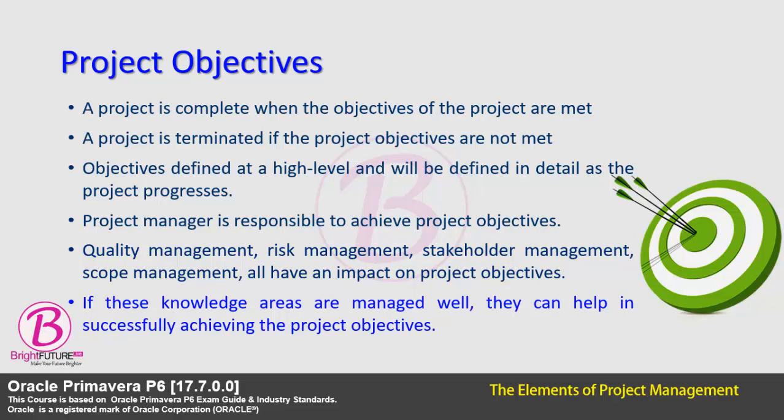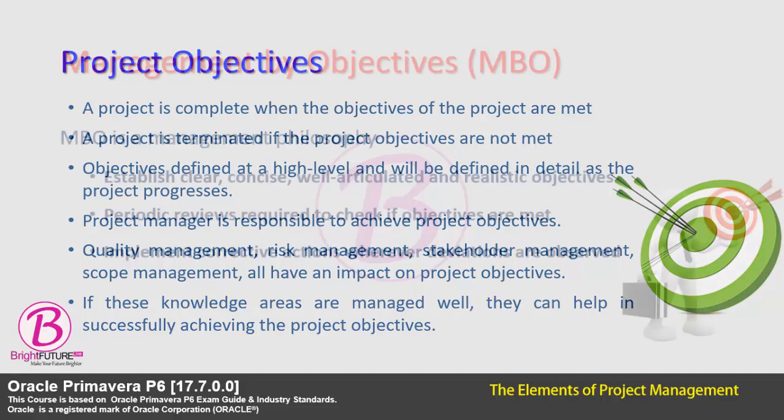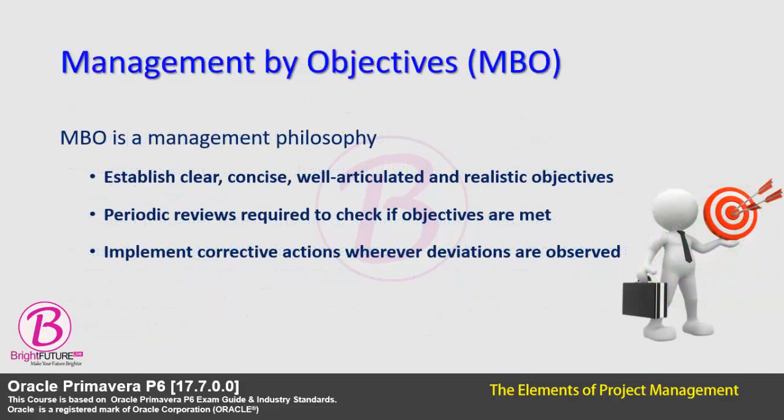Management by objectives, MBO. MBO is a management philosophy with 3 steps. Establish clear, concise, well-articulated, and realistic objectives. Conduct periodic reviews to check if objectives are met. Implement corrective actions whenever deviations are observed.